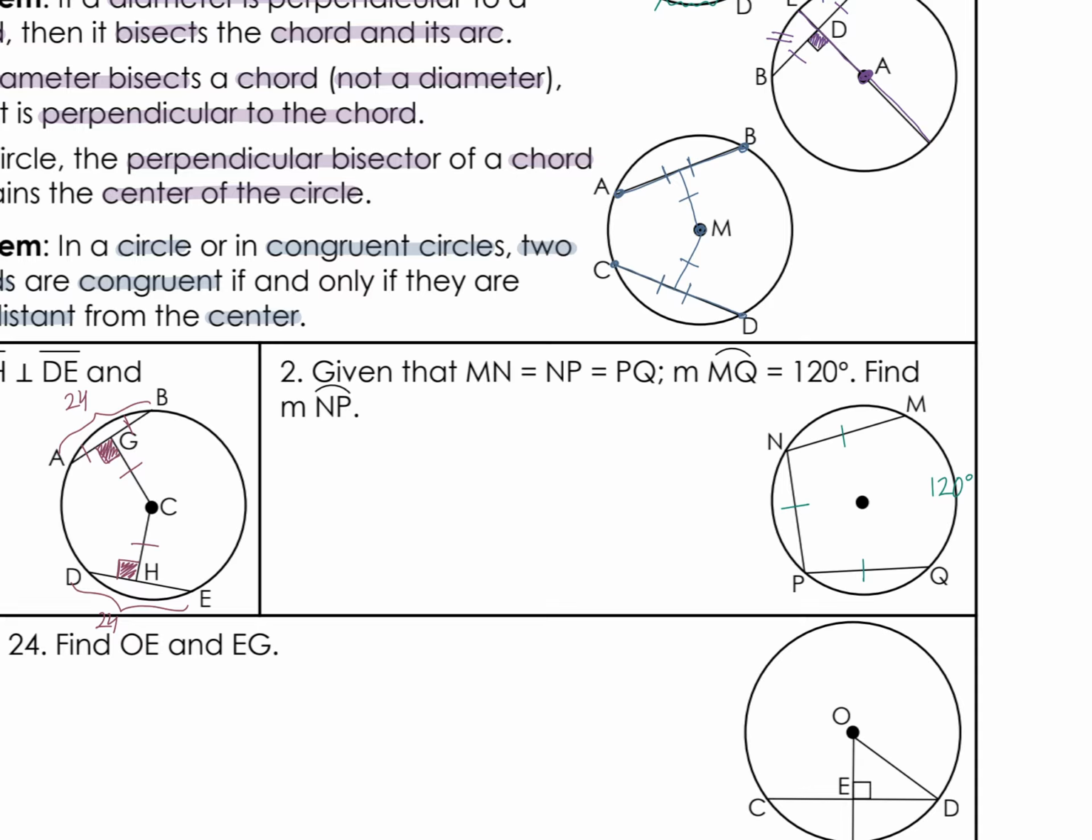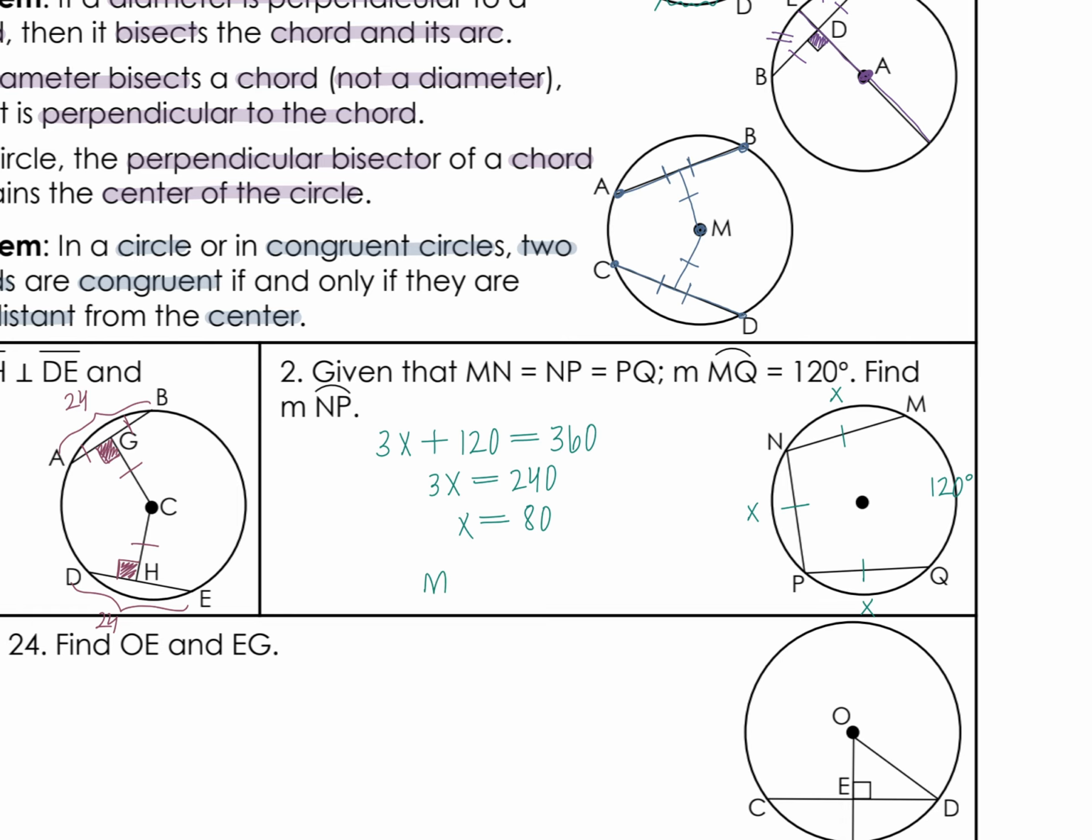So what I'm going to do is call this arc X, which I'm trying to find. If that's X, I then know all 3 of these arcs should also be X. The chords are congruent, so the arcs should be congruent. So I can write an equation that says 3x plus that 120 will be equal to my full circle of 360 degrees. Then I can subtract that 120 to get that my 3x is equal to 240. And when I divide, I get that my x is going to be 80.